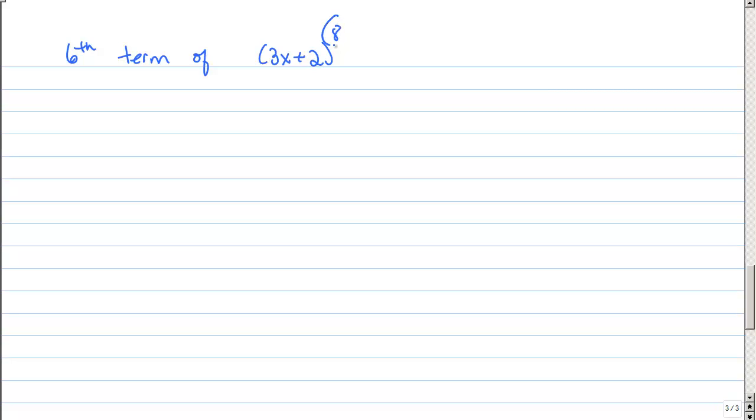First of all, keep in mind the term has a coefficient and then two things, and we have some powers. So I need to fill in all those blanks. Since it's to the 8th power, I know n is 8. Now the sixth term. Well, let's think about that. I know I'm going to have a 3x here and a 2 here, but what's the sixth term?